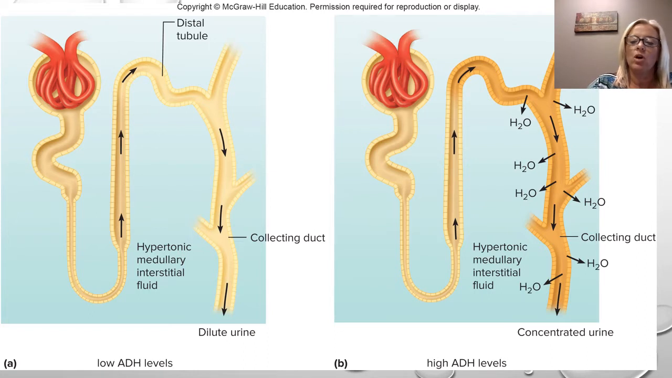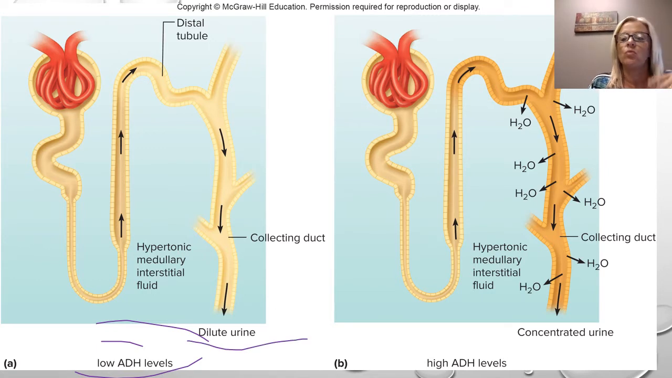When we have low antidiuretic hormone, okay, low antidiuretic hormone, the distal convoluted tubule and collecting duct are impermeable. So water is going to be excreted here as dilute urine. It cannot re-enter or be reabsorbed into the interstitial fluid.